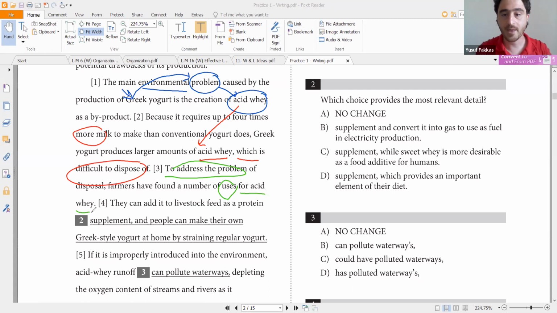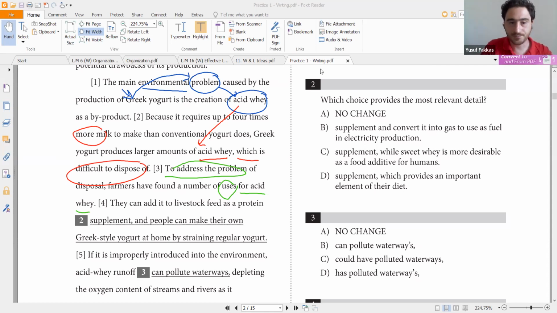Let's use it. Now, first of all, from now, I can decide that the general relationship of ideas here in this sentence is what? Can you tell me? Is it sequence? Is it comparison? Is it contrast? Is it problem solution? Problem solution. Exactly. So I already know that what we are doing in this paragraph, we are talking about a problem and then we are suggesting solutions. And the first solution, or actually the main solution here is, okay, we cannot get rid of it. We cannot dispose it. Let's use it. So these farmers have found a number of uses.